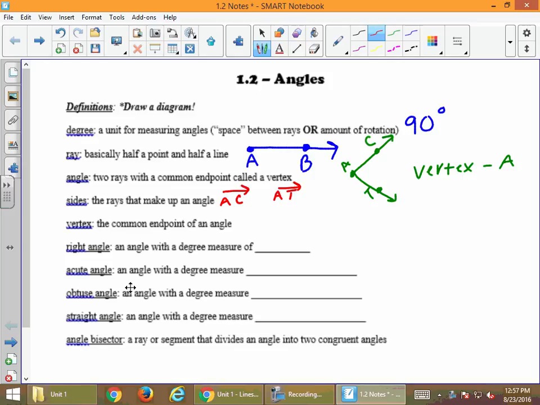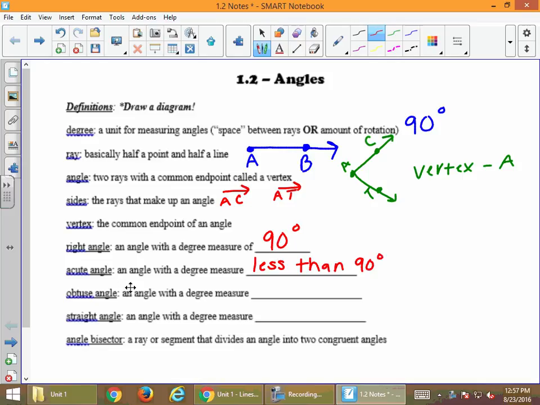The vertex, again, the common endpoint, in this angle would be A. With a right angle, what degree does a right angle have? 90. Good. What about an acute angle? What do we know about those? They're measured as what? Less than 90 degrees. Can't be 90, but smaller than 90.